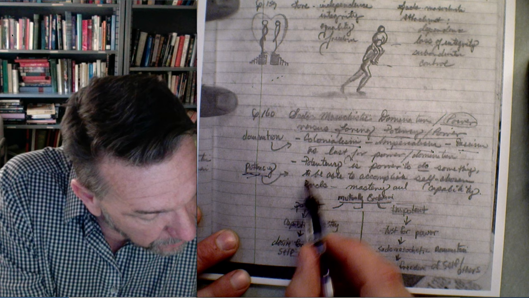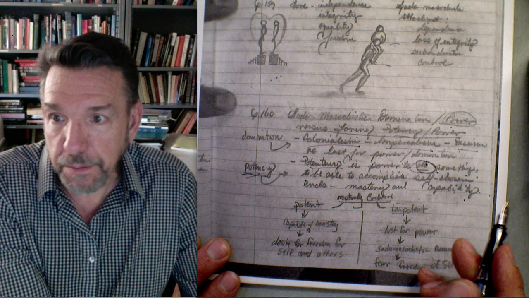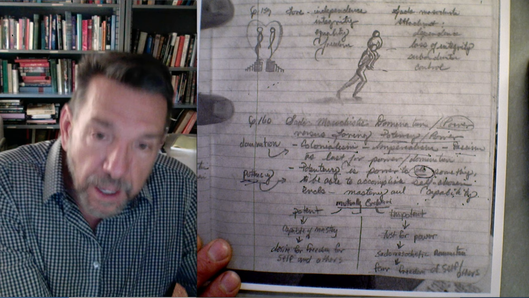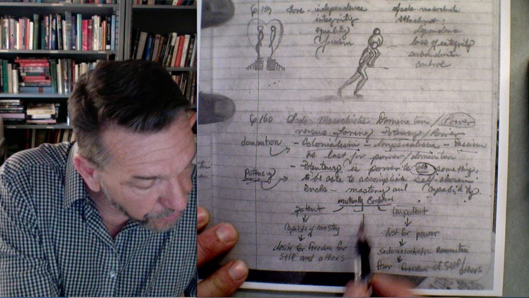Whereas in potency, in a positive, loving relationship, you're trying to help the other have power to do something, to be able to accomplish self-chosen ends, mastery, and capability. So again, in a loving relationship, you're trying to help the other be able to pursue their own self-chosen work, self-chosen love, self-chosen play. And here you're trying to dominate so that no freedom emerges. So these two things are mutually exclusive.